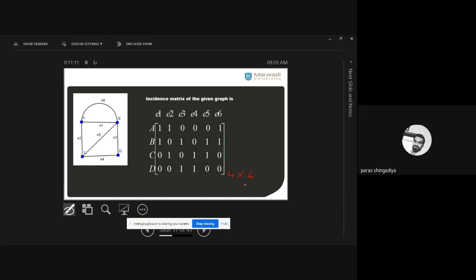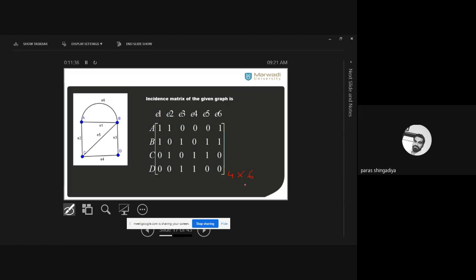So B with E1, that is also connected, so we'll put a 1. B with E2, that is 0. That is the E2 edge, and there is no relation between B and E2. Clear? So that is 0. Similarly for B with E3, that is also connected, so it is 1. B with E4, it is 0. E5, it is 1, and E6, it is 1.